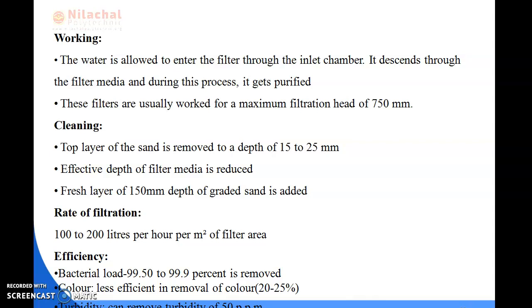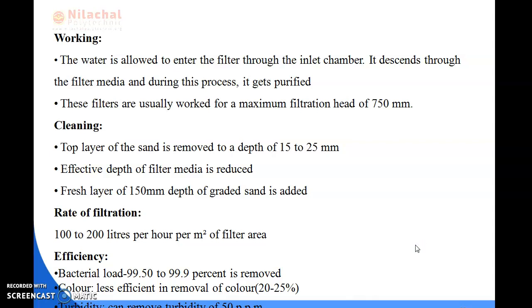Next we'll be reading about the working of the slow sand filter. The water is allowed to enter the filter through the inlet chamber, and it descends through the filter media, and during this process the water gets purified. These filters usually work for a maximum filtration head of 750 mm. This is all about the working of the slow sand filter. Next, we will be reading about cleaning.